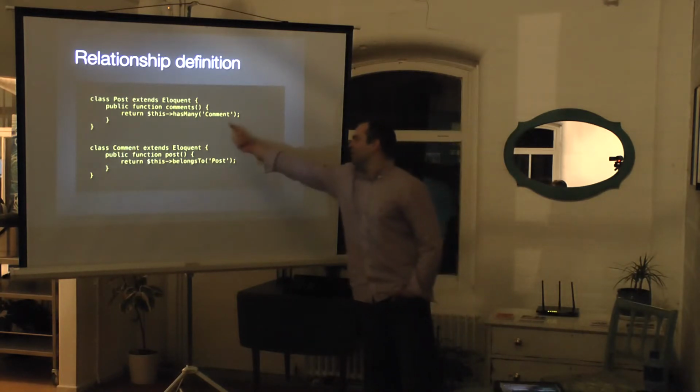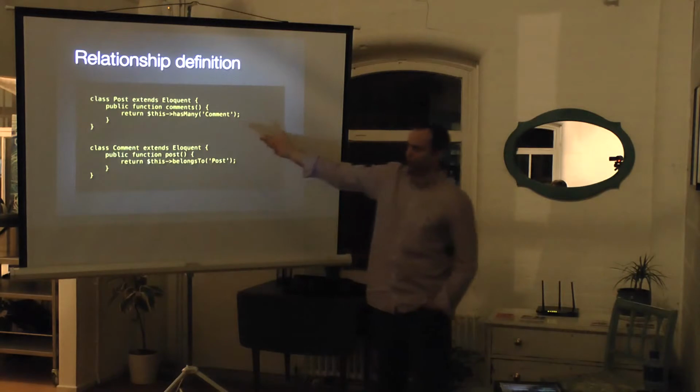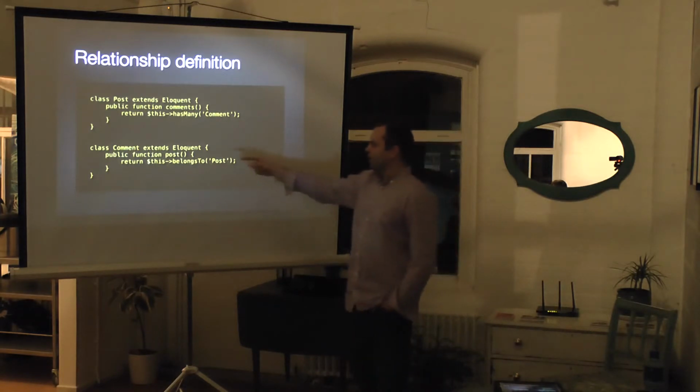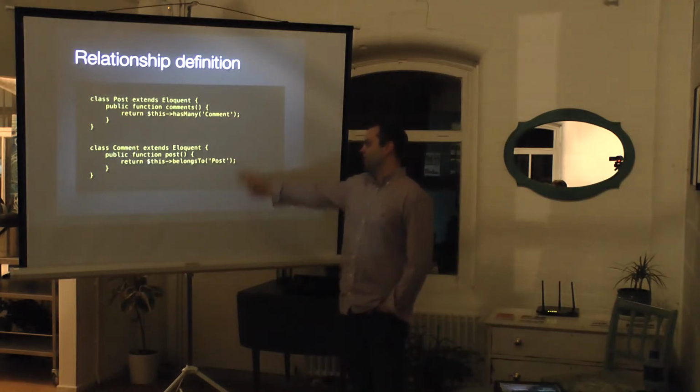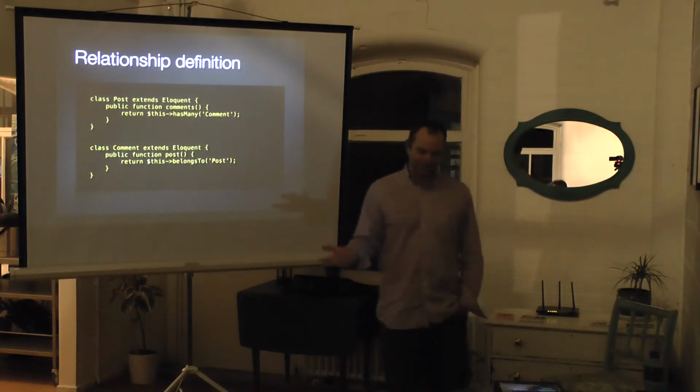And in this case, we're passing through the model name, Comment. So we've already got a model called Comment set up. It's just down here. These will be in separate files. And then here we're going class Comment extends Eloquent, same thing. But now we have a function called post, and this returns this belongs to Post. A comment belongs to a post.